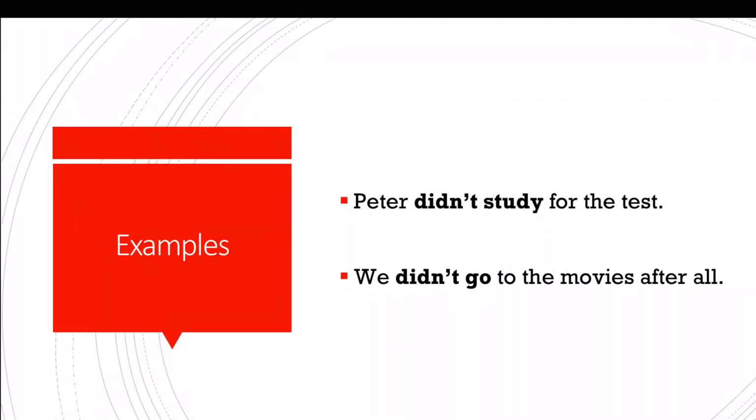Some examples of negative sentences in the past are the following. Peter didn't study for the test. We didn't go to the movies after all. It is very important for you to notice that when we use the auxiliary did or didn't in this case, the verb stays in the present form. We don't need the past if we have the auxiliary.